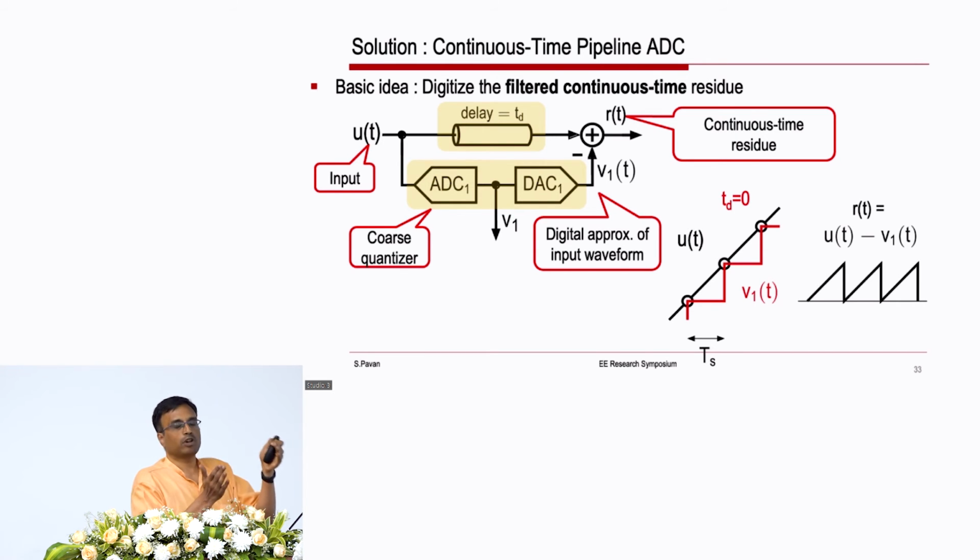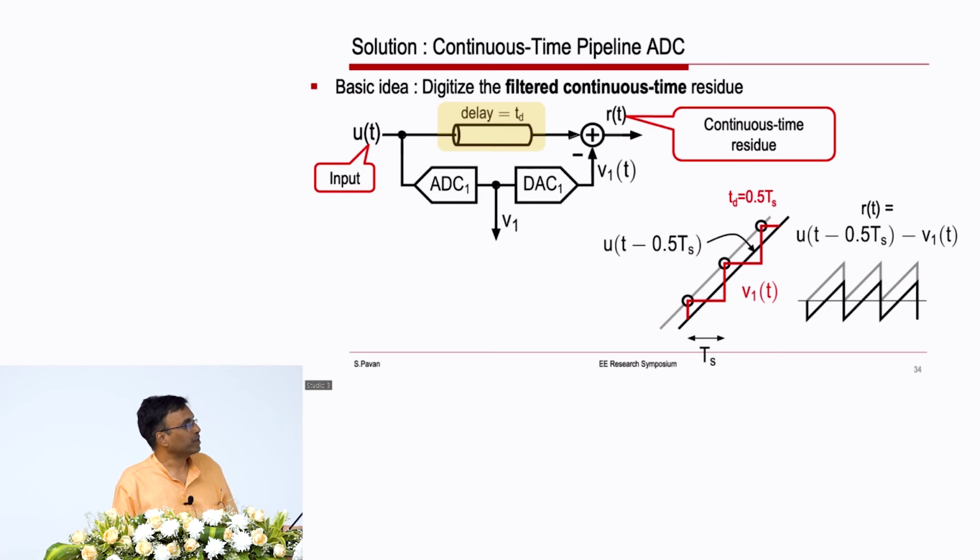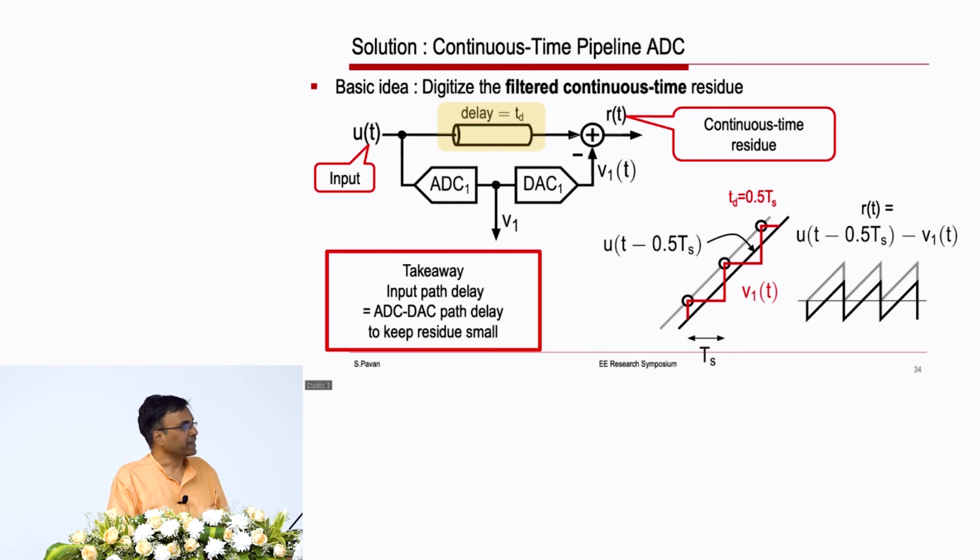So, you can make the approximation better, or you can reduce the residue by simply delaying U of t by half a clock cycle, right. So, if you delayed U of t as seen in black, the peak to peak residue goes down by a factor of 2, right. So, in other words, the delayed version is a much better approximation to V1 of t than the input itself. So, the key takeaway is that if you want to keep this residue small, the delay in this path and the delay in this path must be the same.